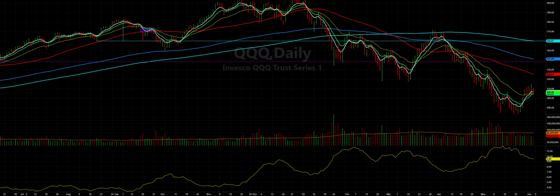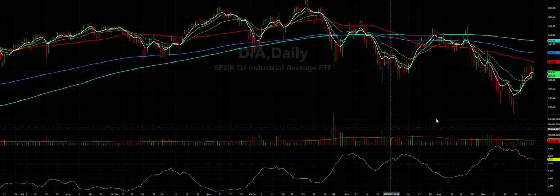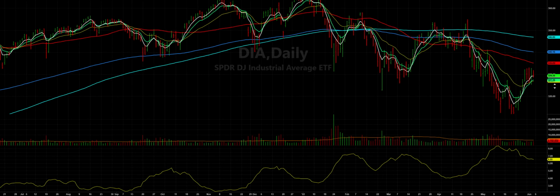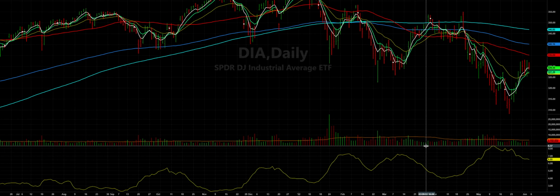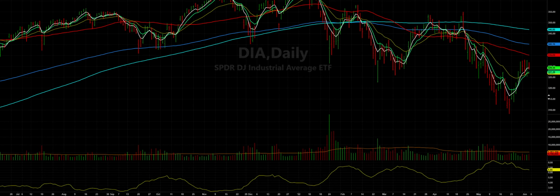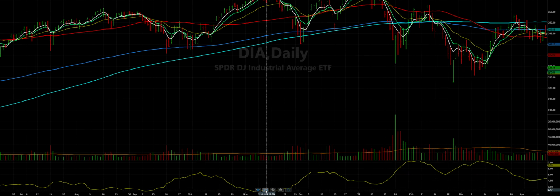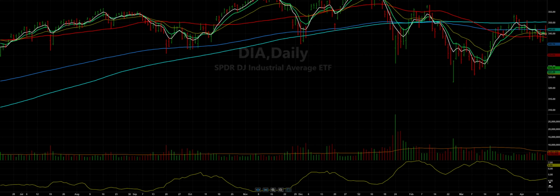Okay, this is going to be part one of analyzing the major market indexes, the ETFs that track the major market indexes. We're going to start out with the DIA on the chart of our moving averages. Just our moving average charts, our chart with our moving averages on it.